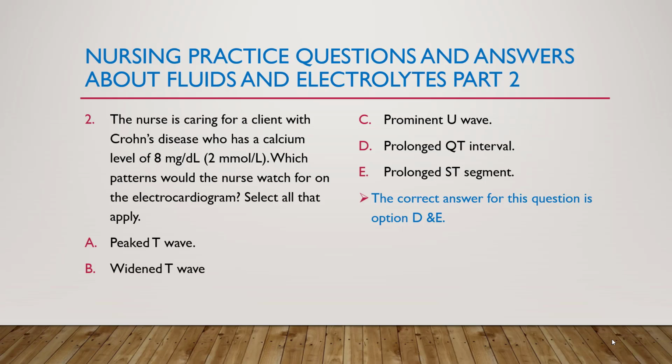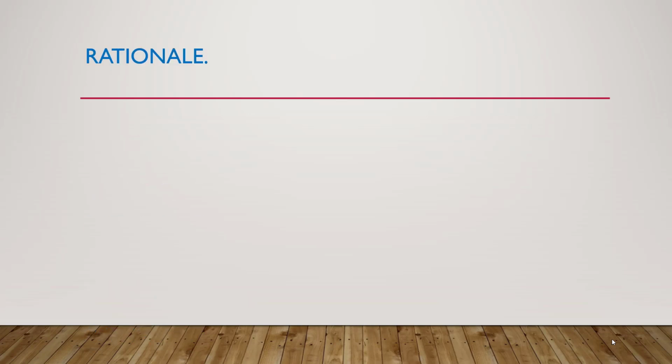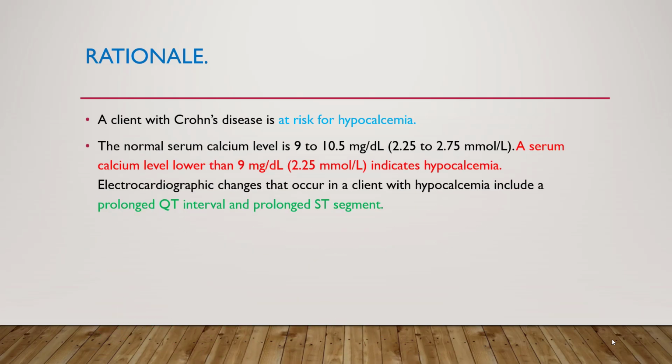Now let's move to the rationale. A client with Crohn's disease is at risk for hypocalcemia. The normal serum calcium level is 9 to 10.5 mg per deciliter. A serum calcium level lower than 9 mg per deciliter indicates hypocalcemia.